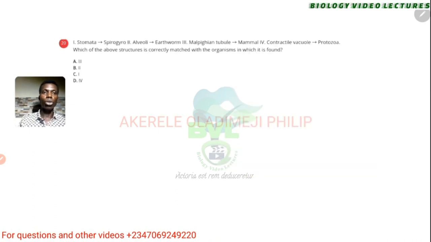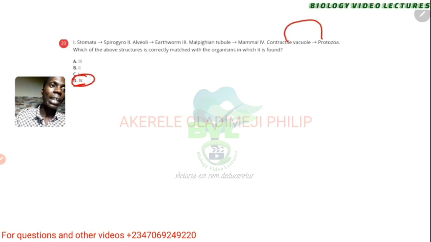Now, stomata to Spirogyra, alveoli to earthworm, Malpighian tubule to mammal, contractile vacuole to protozoa. Which of the above structures is correctly matched with the organism in which it is found? The answer is 4, which is D.